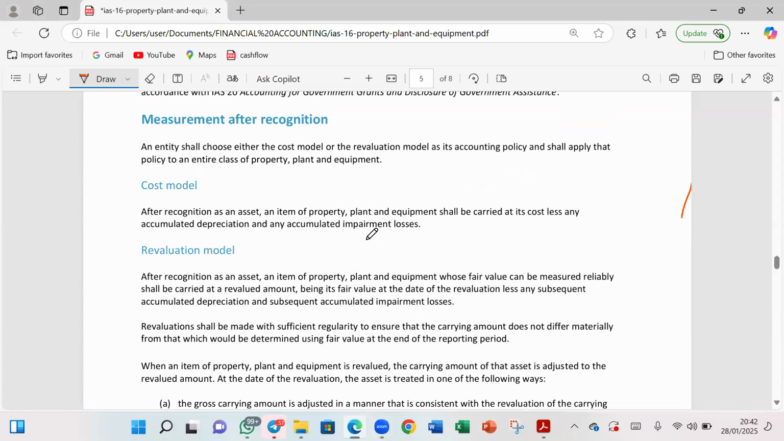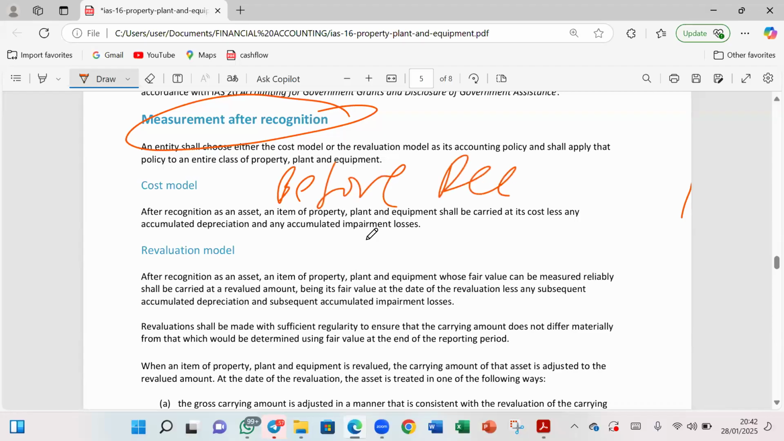Yeah. So I was saying, that one is okay. Now we talk about the measurement, this one, measurement after recognition. Now this one is to be after you have recognized your asset. Remember before recognition, any asset of PPE shall be measured at cost. So the PPE will be measured on cost. That one is before recognition.